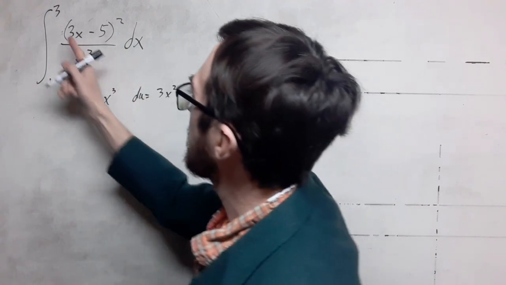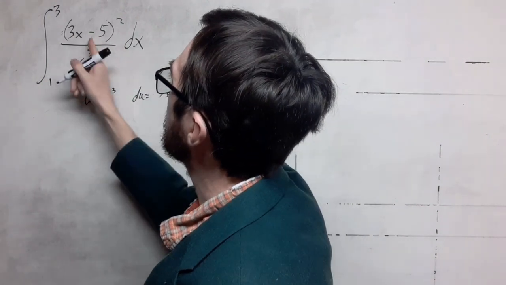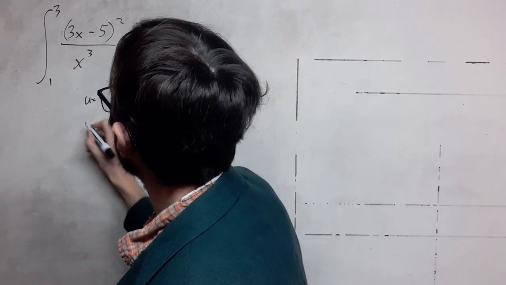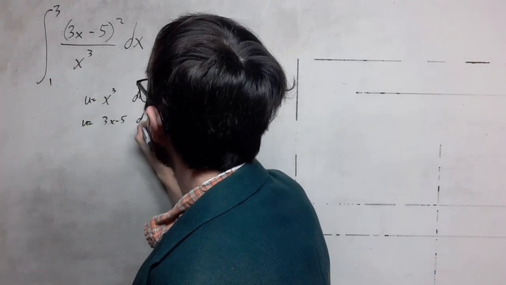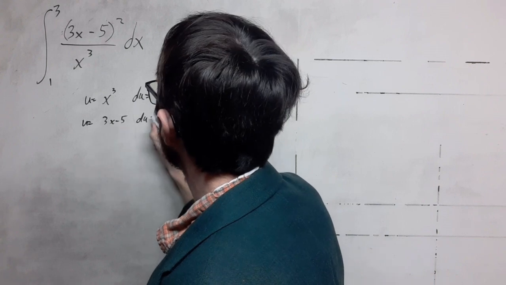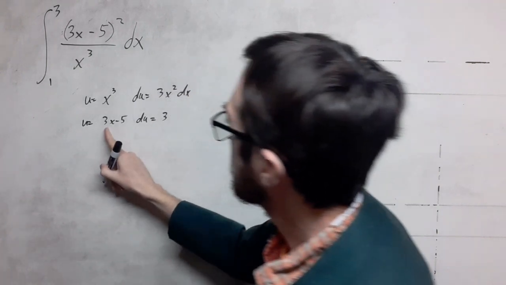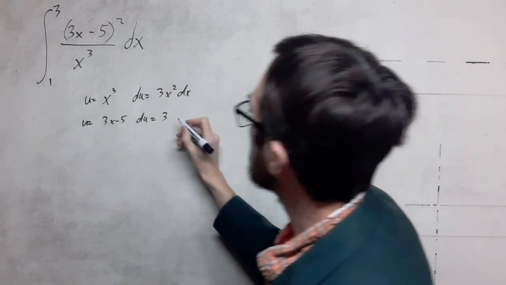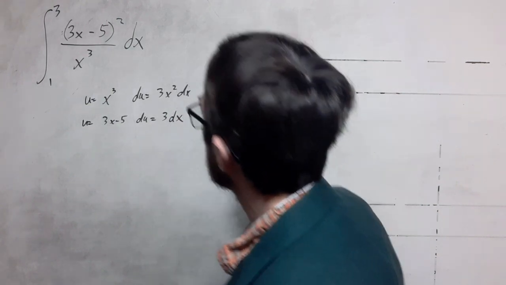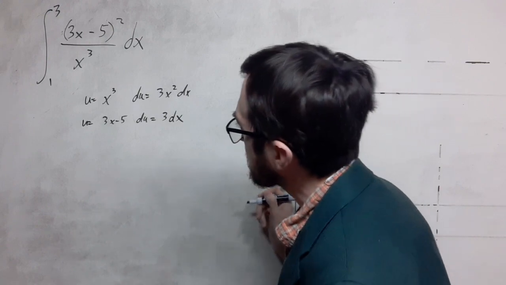Perhaps we want to declare that the interior of this parenthesis is our u. Then our du would be 3. Derivative of 3x is 3. Derivative of 5 is 0. So we have 3 dx in that case.